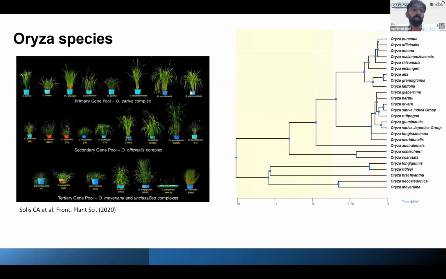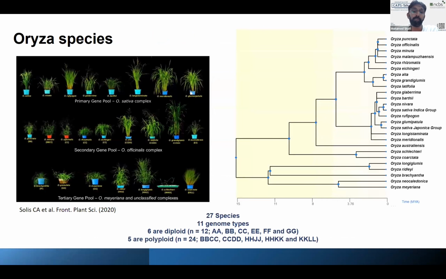Okay, so Oryza species, there are 27 different species. They are from 11 genome types.